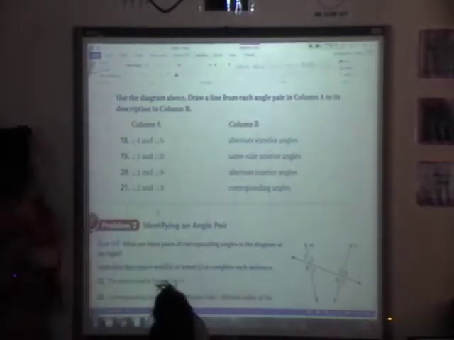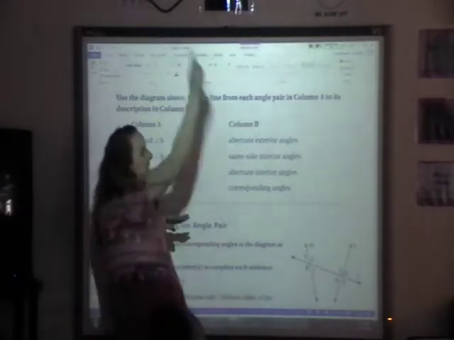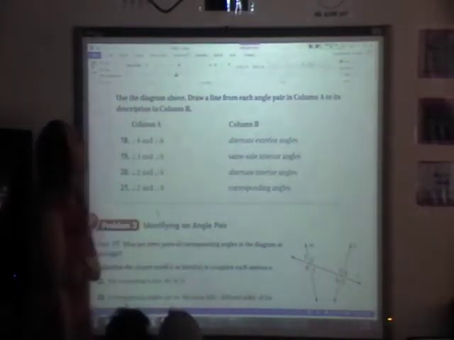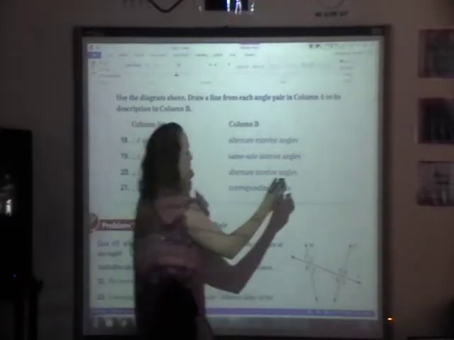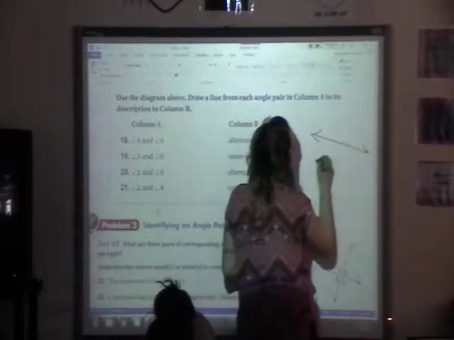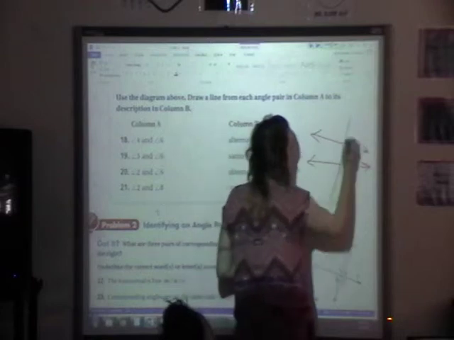Okay. So, using the diagram above, technically above, like next page, what we just got done looking at, draw a line from each pair in column A to the description in column B. So let me redraw it for you. Ooh, I'm out of breath. No one ever said that would be fun.